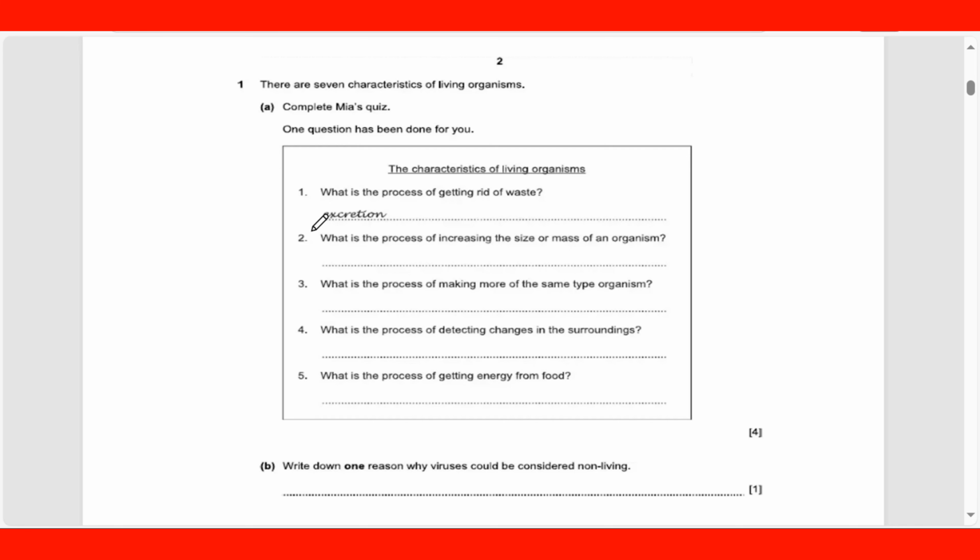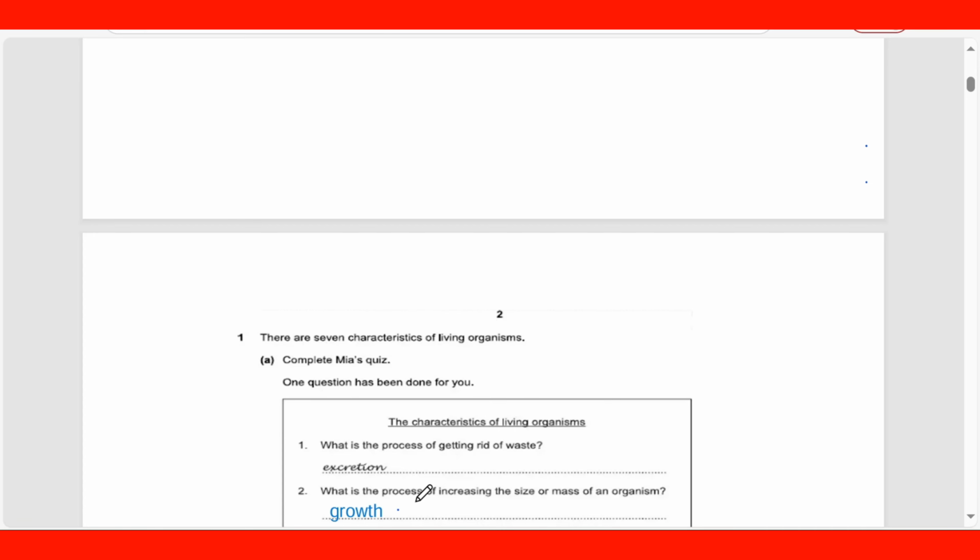Now we are going to answer number 2. What is the process of increasing the size or mass of an organism? The bell will ring 3 times. After that, we'll reveal the answer. If you need some more time, you may pause this video. Okay guys, let's check out the answer. So it's growth. Alright, let's move on.